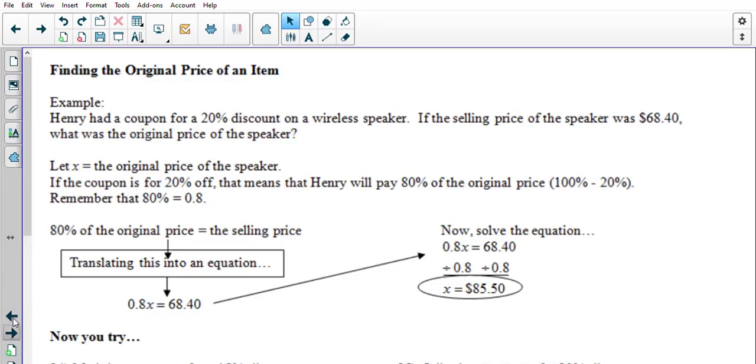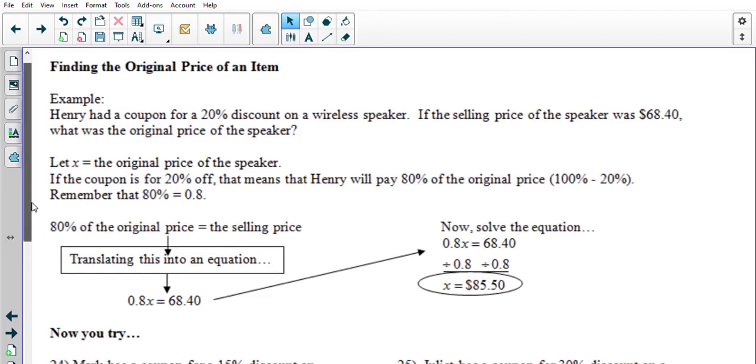So I let X equal the original price of the speaker. If the coupon is for 20% off, that means that Henry will pay 80% of the original price. 80% is 0.8. So if we take 0.8 times X, the original price, that'll get us the sale price of $68.40. And then we just solve that equation. We know how to solve one-step equations. You solve that and you get $85.50, which makes sense that the original price would be higher.